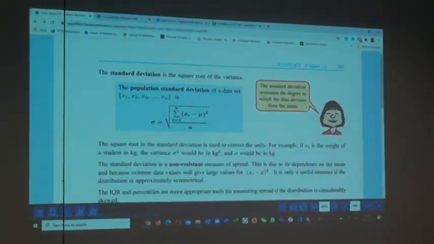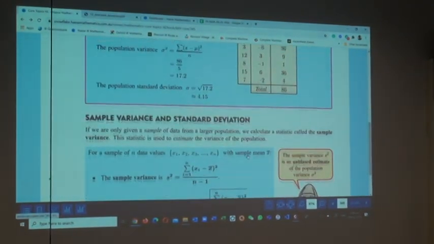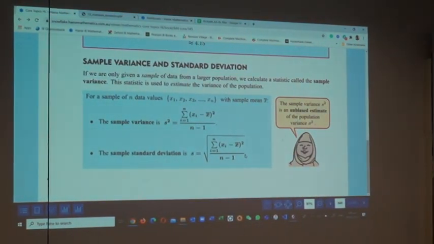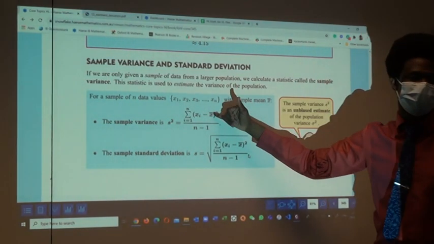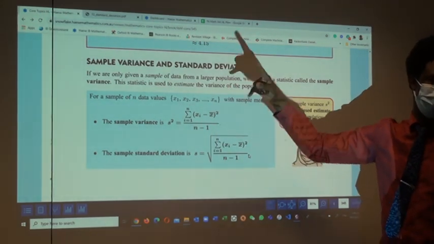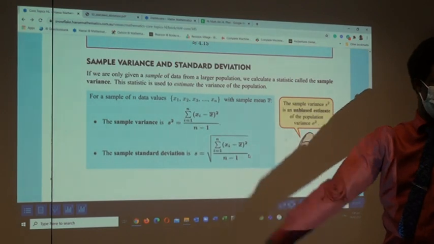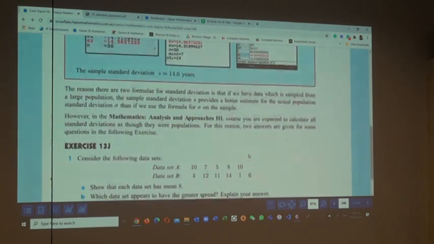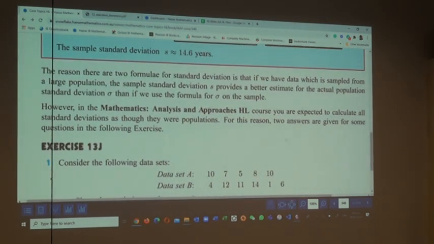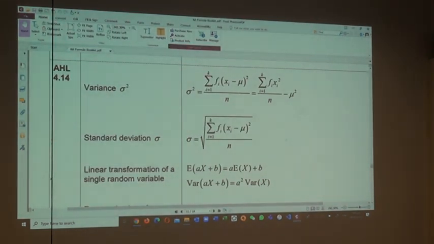So you can find more stuff here. Now, this is what I'm saying. You see sample variance and sample standard deviation, please ignore this part, because here this is talking about sample mean. X bar is the sample mean, and mu is the population mean. In your IB exam, you should only focus on the population. Look, the note has been put here for you. In your HL course, you're expected to calculate based on population, not sample. That is why even the IB formula booklet focuses on the population calculation, not sample.